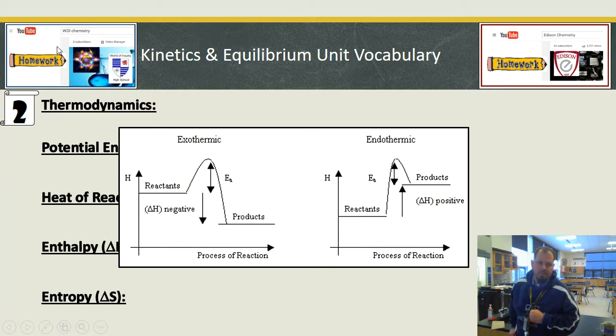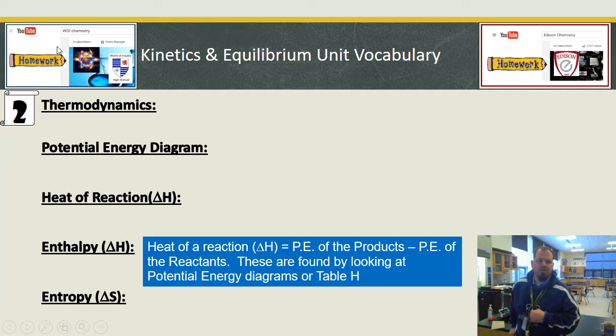Enthalpy, okay, this is the heat of the reaction. Potential energy of the products minus potential energy of the reactants. Notice it's the same thing. These are found by looking at potential energy diagrams or Table H. I strongly suggest you realize that the definition for heat of reaction is not going to have heat of reaction in it. And the definition for enthalpy is not going to have enthalpy in it. And this is how you get it straight. Okay, it's a very nuanced thing.